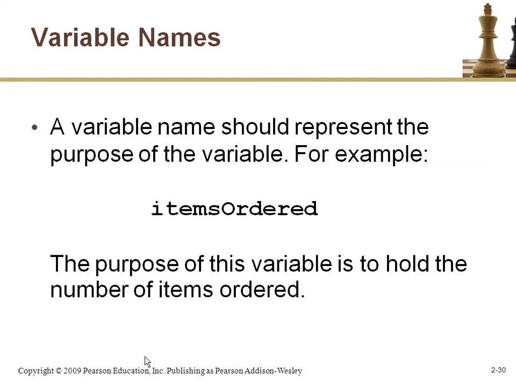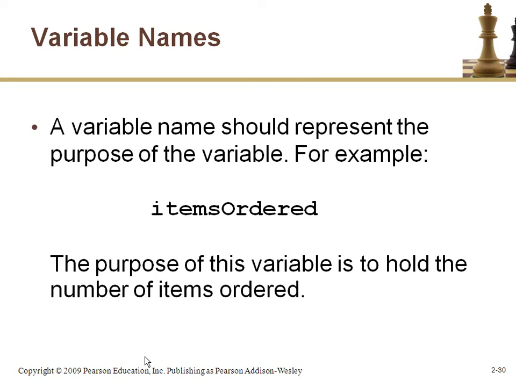A variable is a name that should represent the purpose of what that variable is holding. For example, itemsOrdered. The purpose of this variable is to hold as data the number of the items that are being ordered.